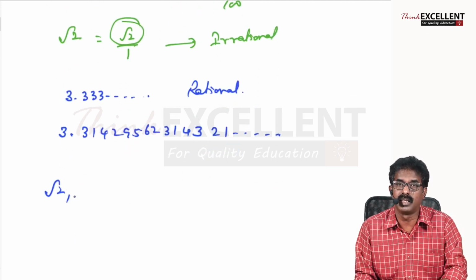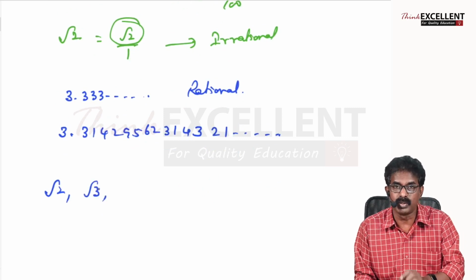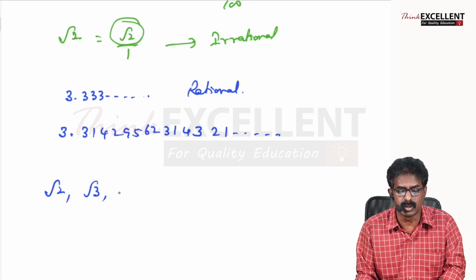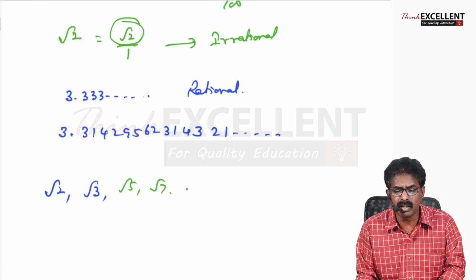Root 2 is irrational. Root 3 is irrational. Later we are going to see the proof of that. Okay. So these are irrational numbers: root 2, root 3, root 5, root 7. All these are irrational.